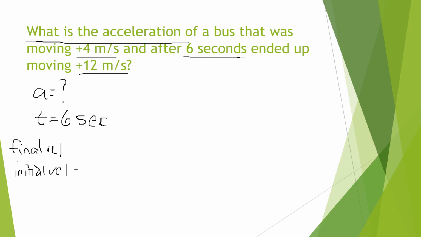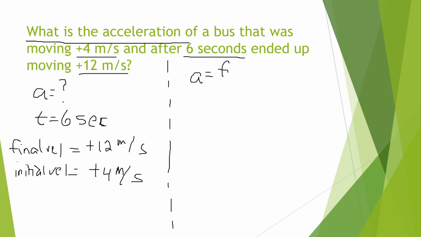So what does that look like? Well, if the bus was moving plus 4 and ended up moving 12, I would say that the final velocity is plus 12. The initial velocity is plus 4. Nice. So our equation is going to be acceleration equals final v minus initial v over the time. Man, that was a straight line. That's awesome.